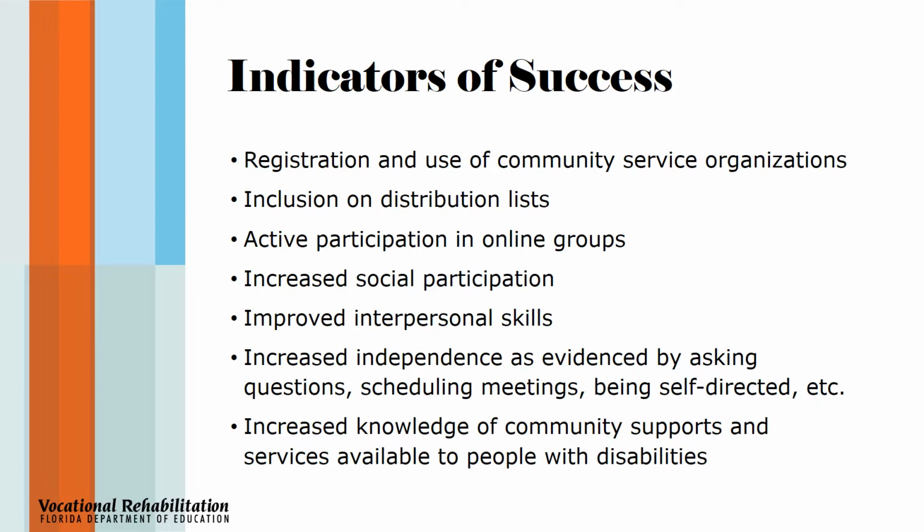By the end of the service, the VR counselor should be able to see evidence that the customer increased their self-advocacy and self-determination skills. Some indicators of success are registration and use of community service organizations, inclusion on distribution lists, active participation in online groups, increased social participation, improved interpersonal skills, increased independence as evidenced by asking questions, scheduling meetings, being self-directed, increased knowledge of community supports and services available to people with disabilities. These are only examples, but illustrate that we expect to see tangible outcomes such as connecting the customer with services as well as demonstration of the customer's ability to advocate for himself to acquire the services and supports that he needs.